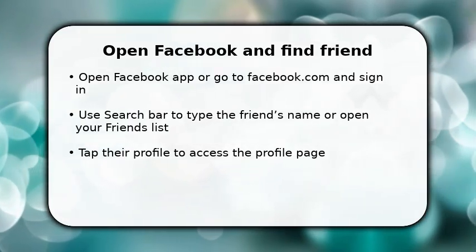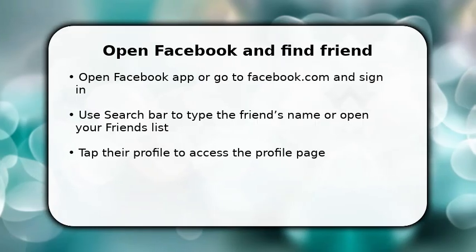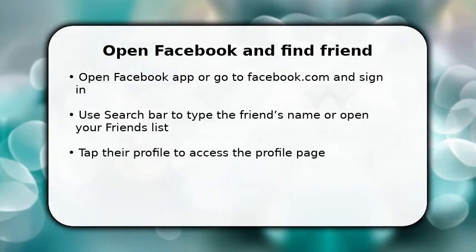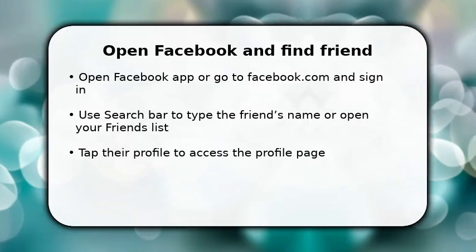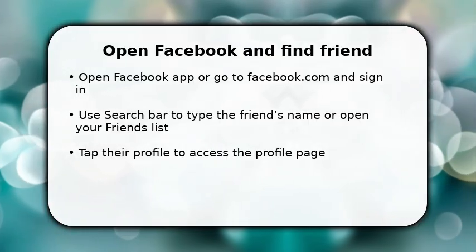This gives you access to the Friends menu where the favorite option lives. If you can't find them, check spelling or mutual friends to confirm you're selecting the right account before proceeding.